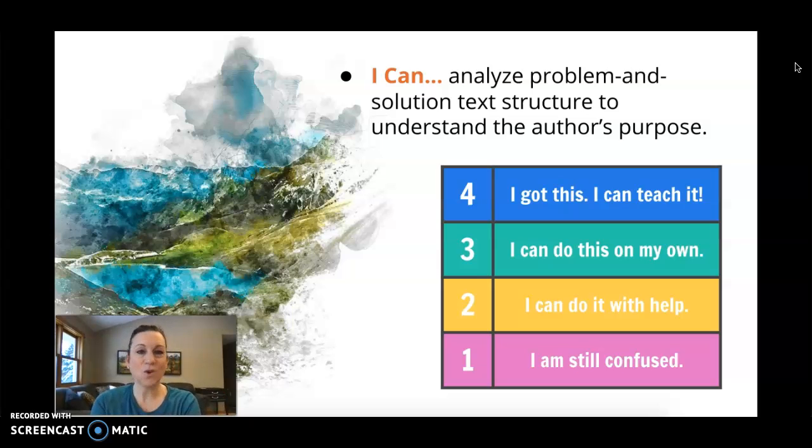All right, so short lesson today. I can analyze problem and solution text structure to understand the author's purpose. I just want to clarify. So can you go back and go, oh, I see the problem. I see where they're using signal words to analyze the problem. And I also see the solution, and I'm able to see words that help me to understand where the solution is. Okay, so are you a 4, a 3, a 2, or a 1?